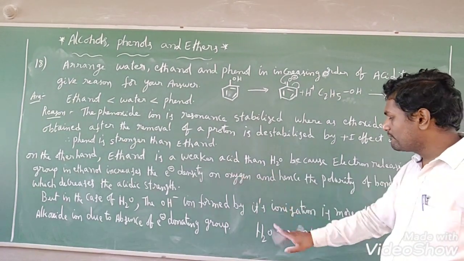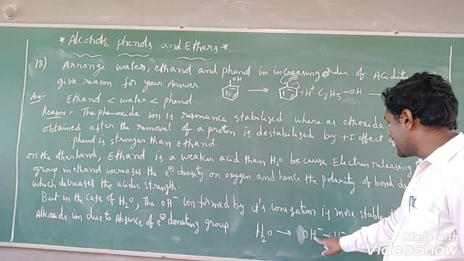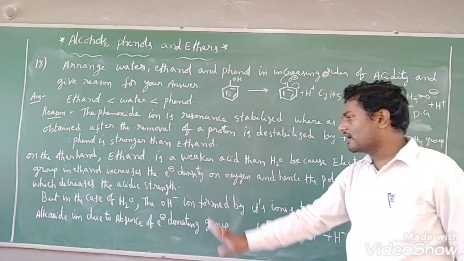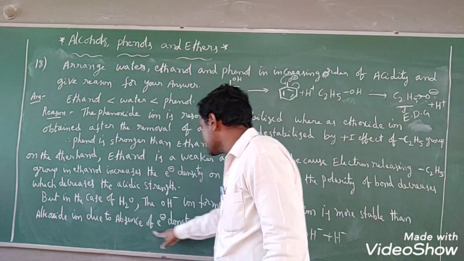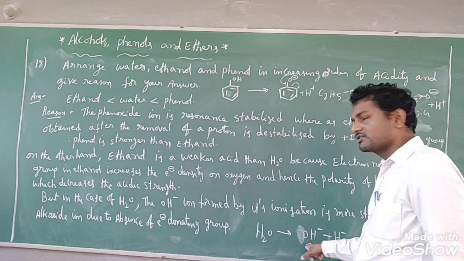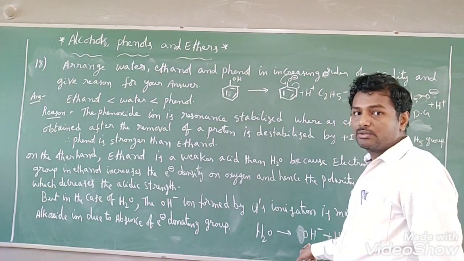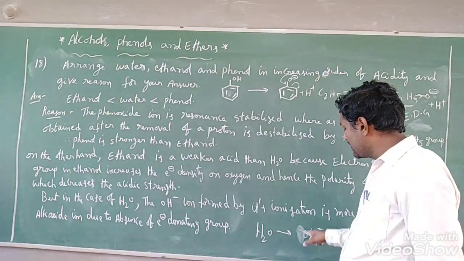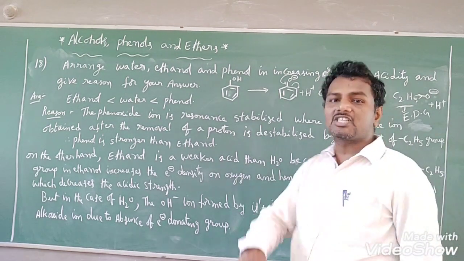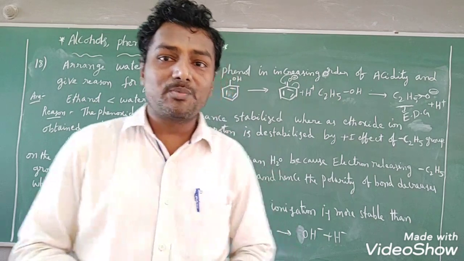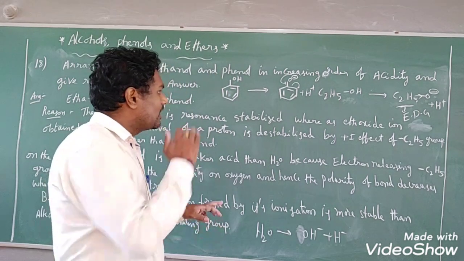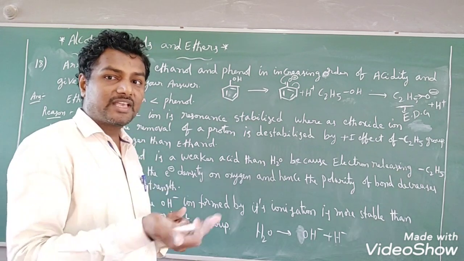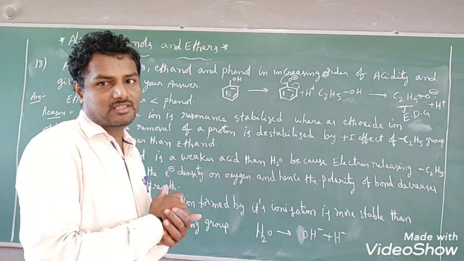But in the case of water, the OH minus ion formed by its ionization is more stable than the alkoxide ion due to the absence of an electron donating group. Here there is no electron donating group to destabilize the oxide ion. So because of that reason, ethanol is a weaker acid than water. Ethanol is a weaker acid than phenol also, as we have discussed, right?